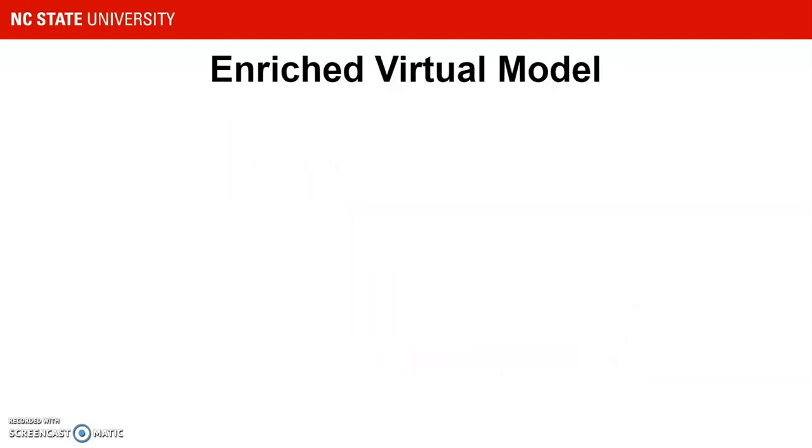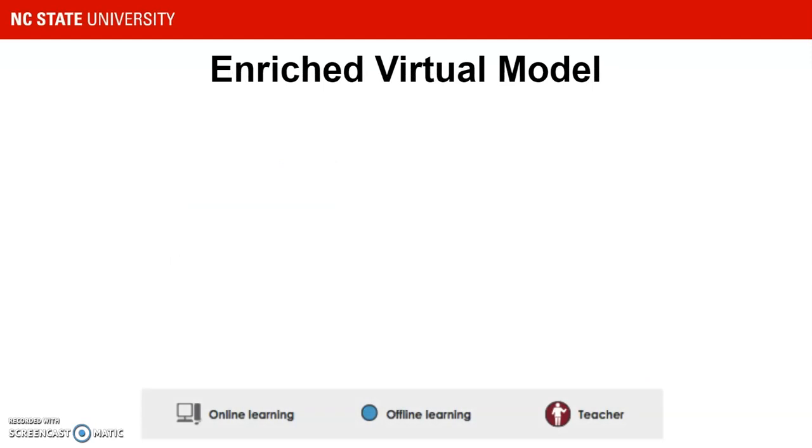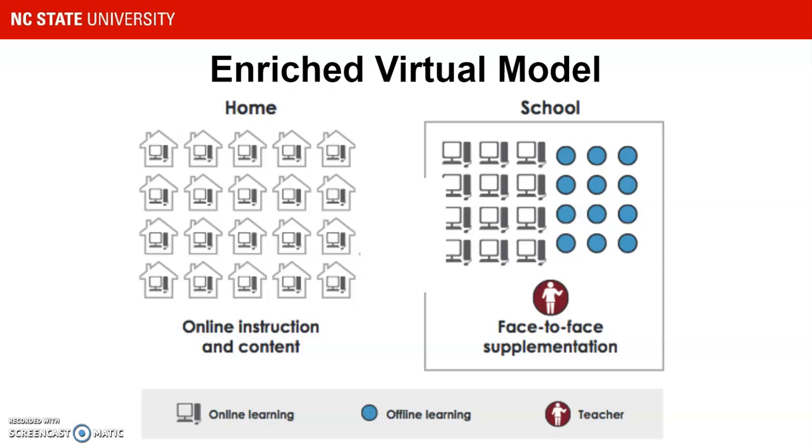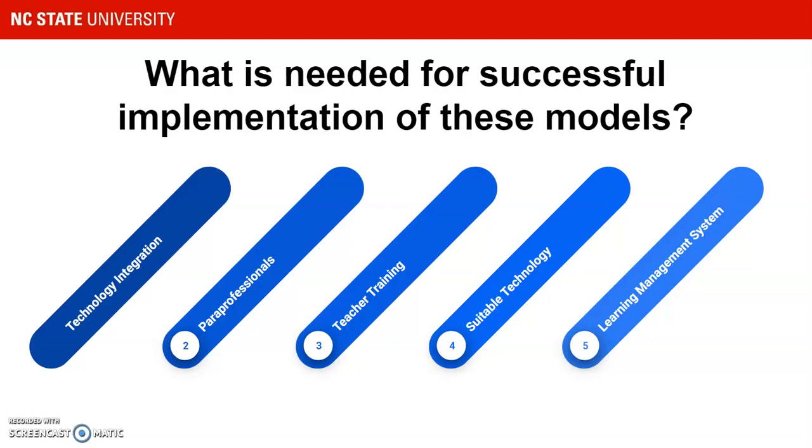The enriched virtual model requires students to have face-to-face instructional sessions, but students are given the flexibility to complete the rest of the classwork online from a location of their choice. It differs from the flipped classroom model because students are required to meet face-to-face. At home, they interact with the content, and at school, they have face-to-face supplementation that's required.